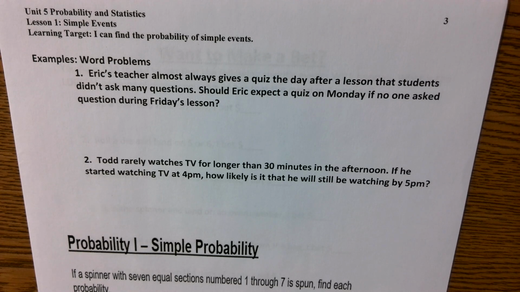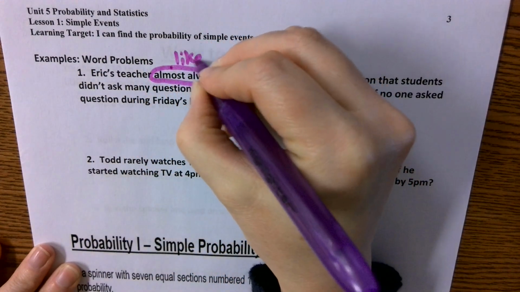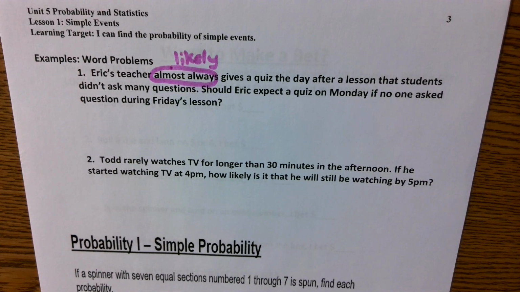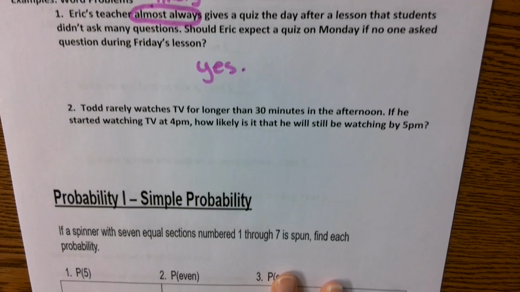What up here can support you or provide evidence to why you think he should expect a quiz, Tyler? It says almost always, right? The term almost always is referencing that this is a likely event. This is a very likely event to occur, okay? Almost always represents a likely situation. And so since the students did not ask questions, then they are confirming that likely event. Now, is it guaranteed to happen? No. But it's got a strong chance of happening. So we would say yes, he should expect a quiz that day.